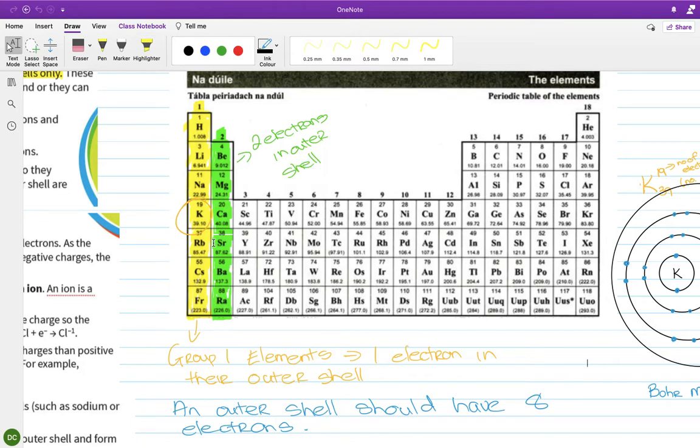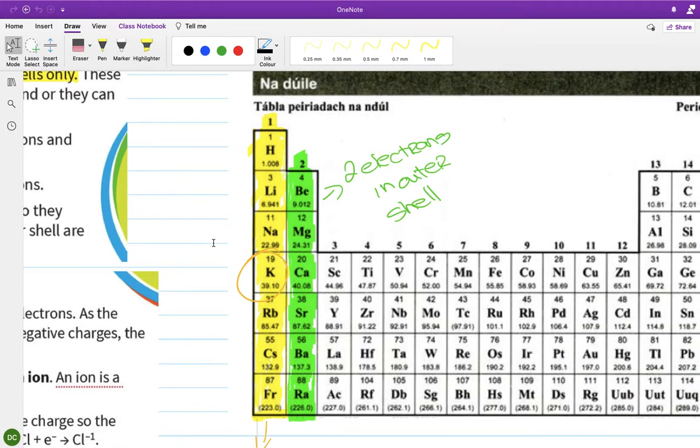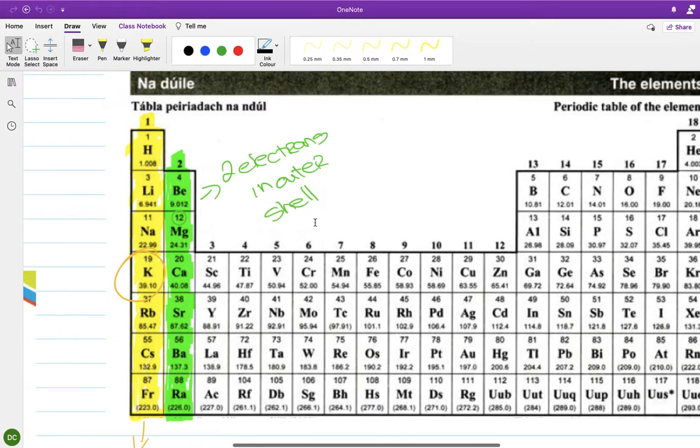So when you draw those ones, magnesium, for example, magnesium has 12 electrons. So you can see the 12 there. Yeah, 12. So that would be 2 in the first, 8 in the second, that brings you to 10, and then 2 left for the next ring. 2 in the outer shell, okay?